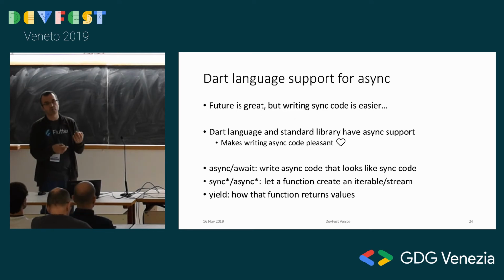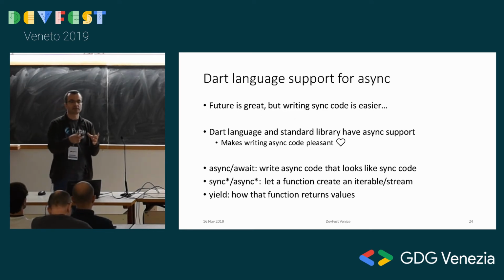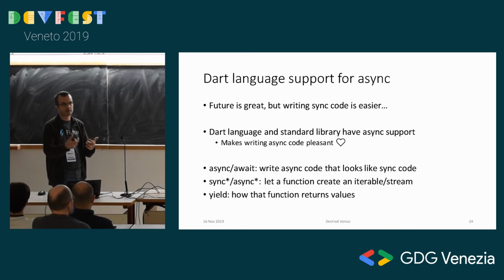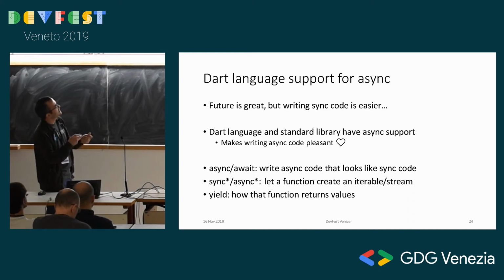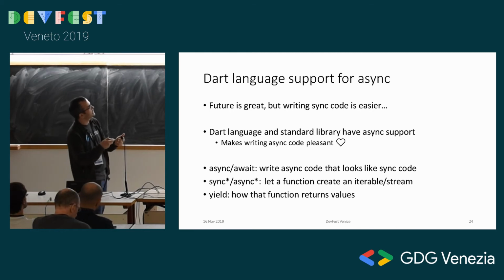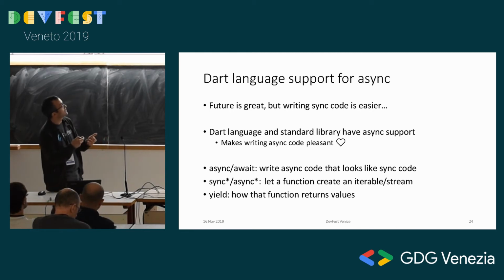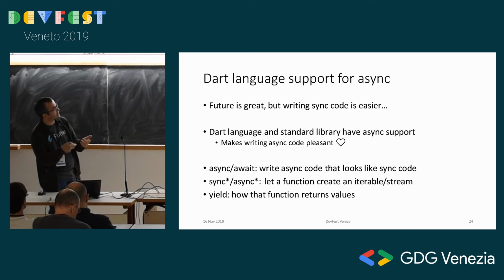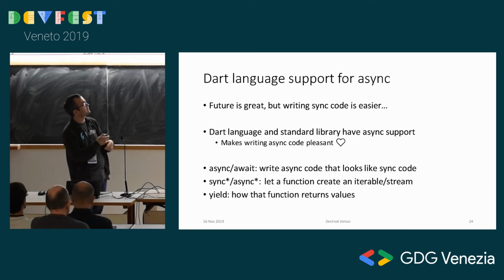And the language also makes it really, really nice. It actually looks like synchronous code, the async code that you write. So you don't deal with callbacks. And we will see that soon. We have the async await keywords that let you write async code that looks like sync code. We have sync star, async star that lets you create an iterable or stream really easily with a single function that uses the yield keyword to send over values.